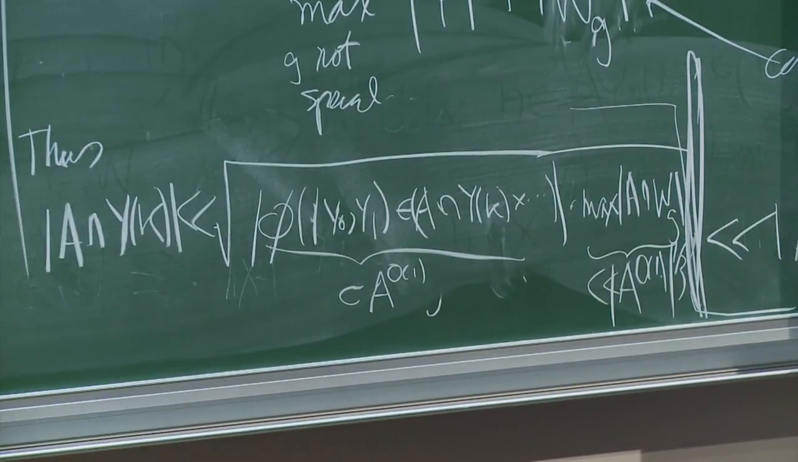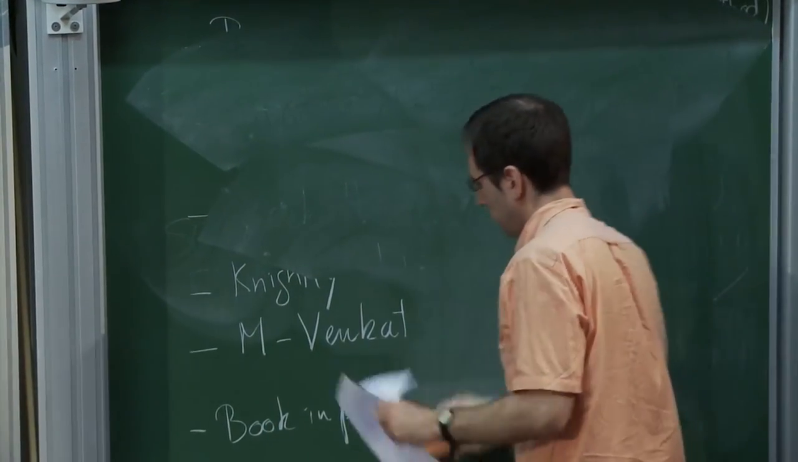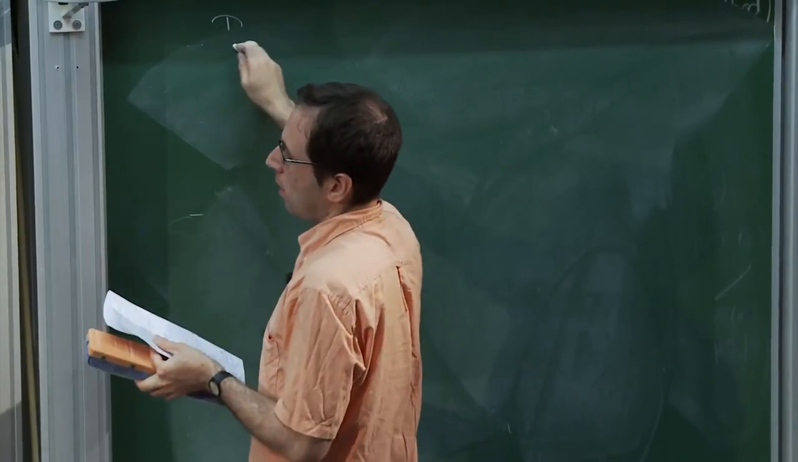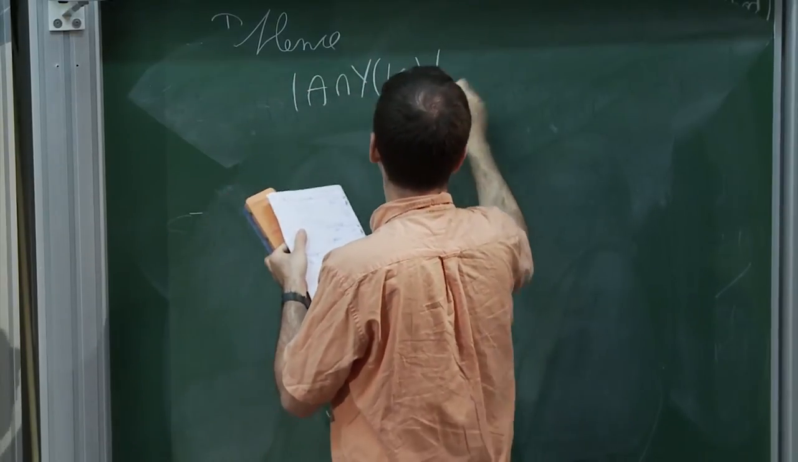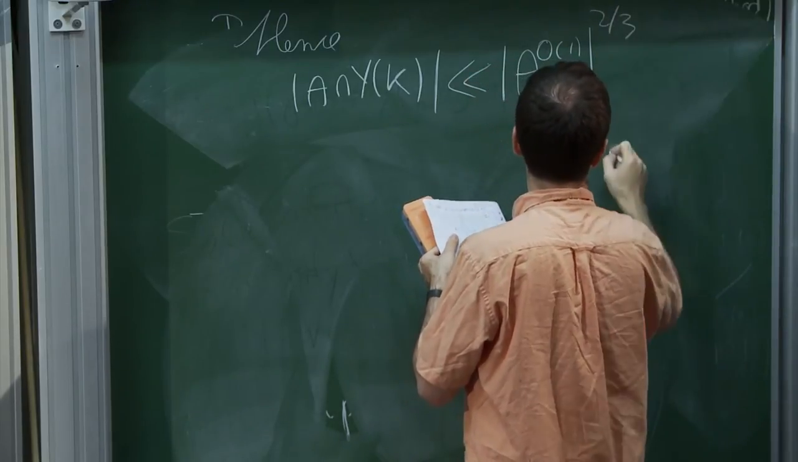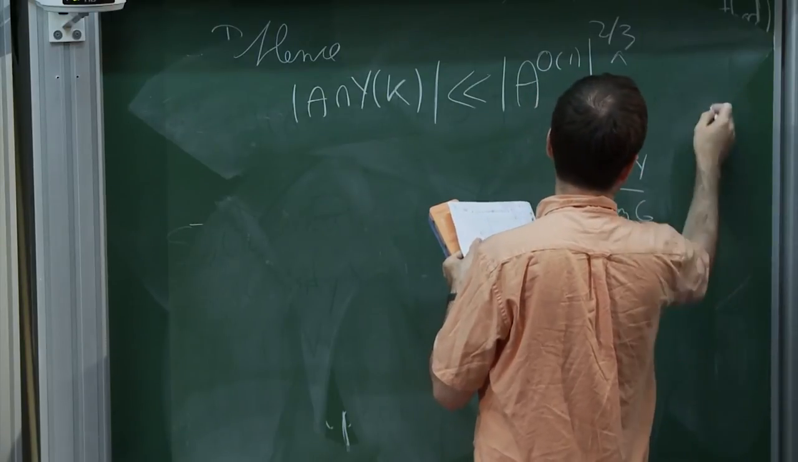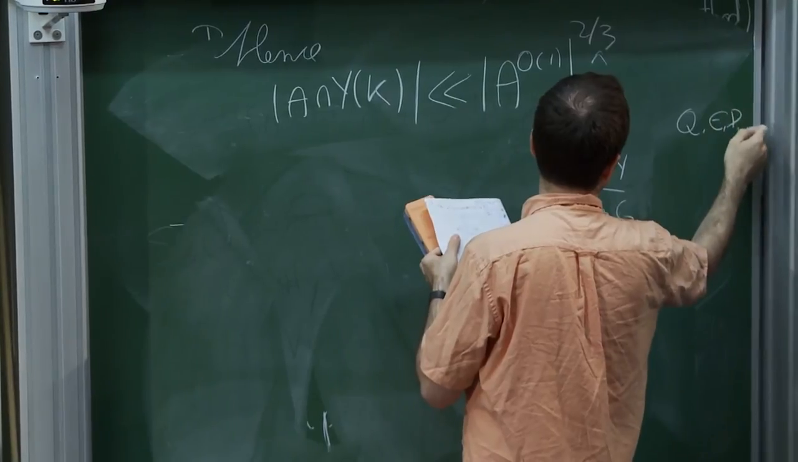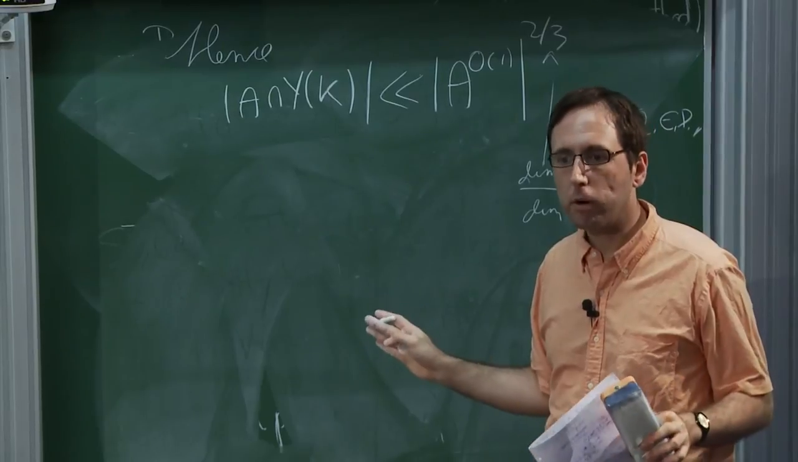Very well, and so just dividing, we get exactly what we wanted. Hence, A intersection Y of K is at most A to the O(1) to the 2/3. And this was just dimension of Y over dimension of G. And this is precisely what we wanted to prove. So I have given you the simplest case of the induction, but it is paradigmatic. It always goes more or less in this way.